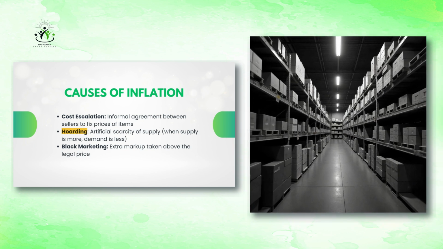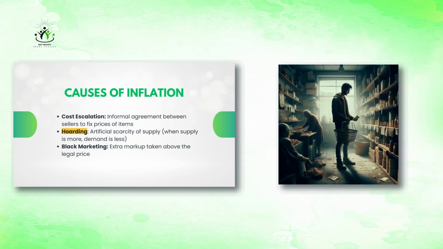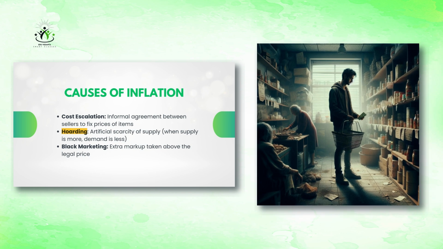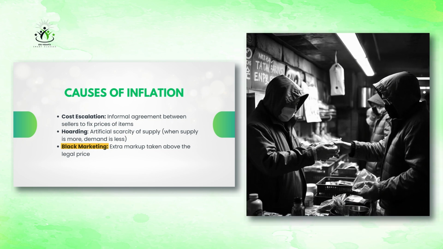6. Hoarding. When suppliers deliberately hold back stock, it creates a false scarcity. This leads to higher prices even when there's enough supply. 7. Black marketing. In black marketing, sellers charge more than the legal price for essential goods. This illegal markup contributes to inflation.